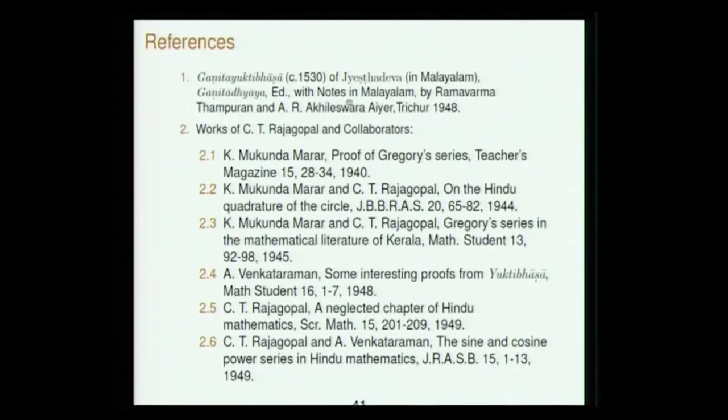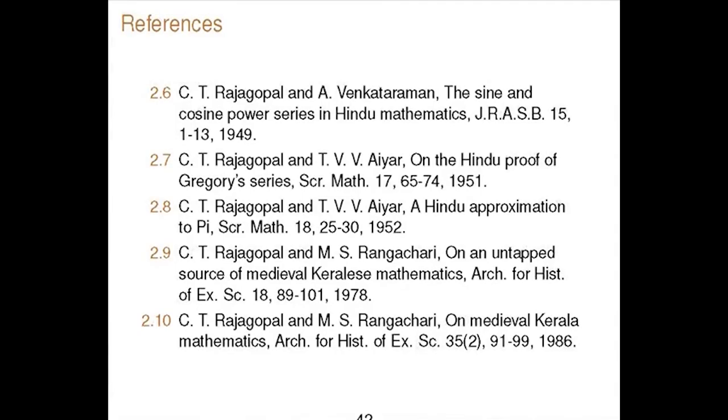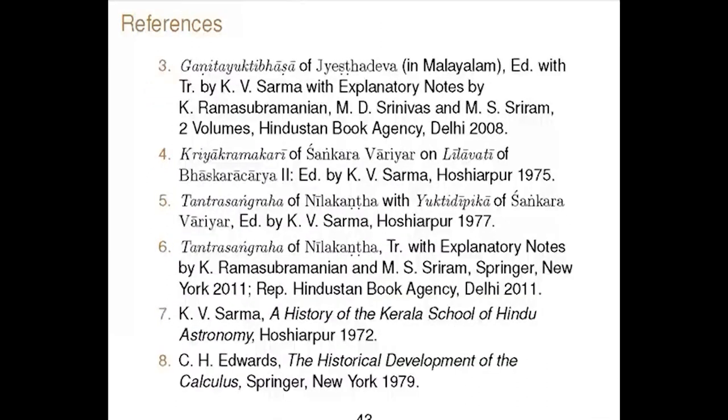So, this Ganita Yukti Bhasha, as I said, was first published in 1948, and around the same time a series of articles by C.T. Rajagopal and his collaborators appeared which discussed the proofs in Yukti Bhasha. Then there is this English translation by K.V. Sharma and notes. This Kriya Kramakari was edited by K.V. Sharma in 1975. Tantra Sangraha with Yukti Deepika was edited by K.V. Sharma in 1977. And a new edition in English translation with detailed notes by Professor Sriram and Rama Subramaniam appeared in 2010.